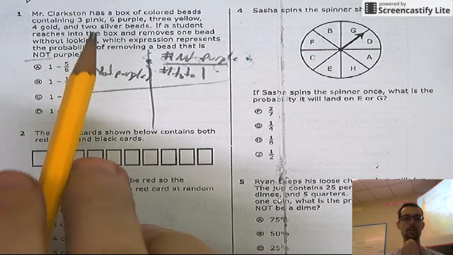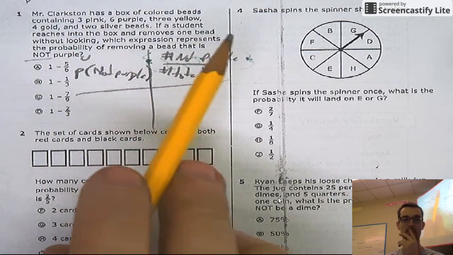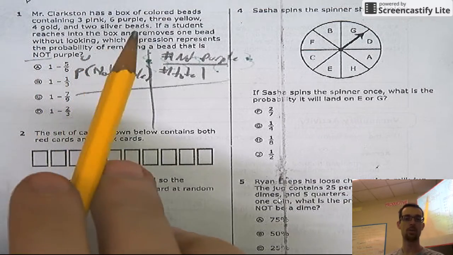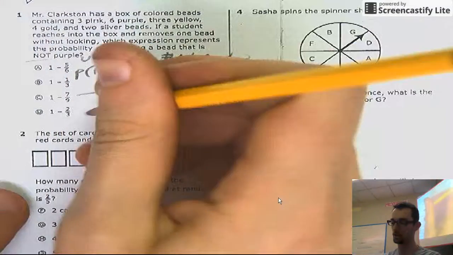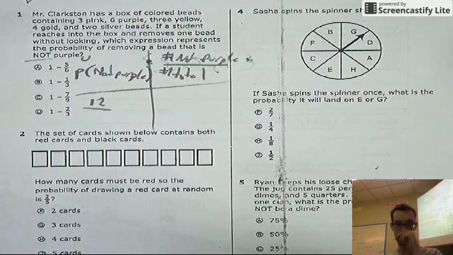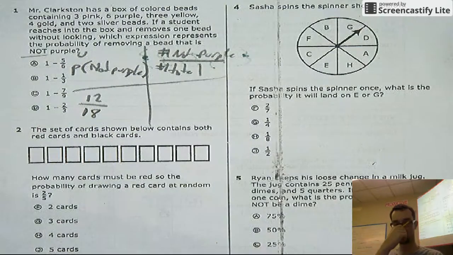So I'll count up the ones that aren't purple. Let's see, 3 pink, 3 yellows, that's 6, 4 gold, that's 10, and 2 silver, which is 12. So there are 12 that are not purple, and out of the total number there's 18 of them. One of these answers is going to be equal to 12/18. Either A, B, C, or D.